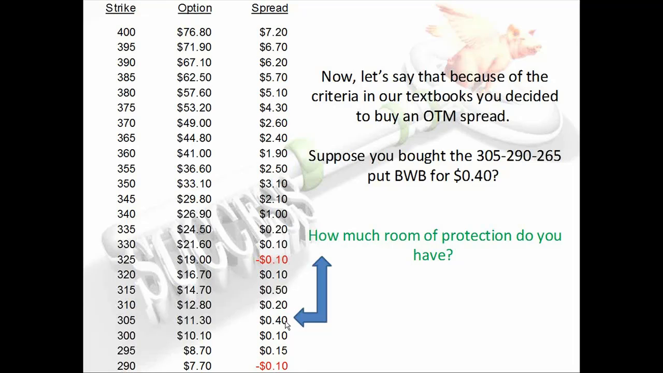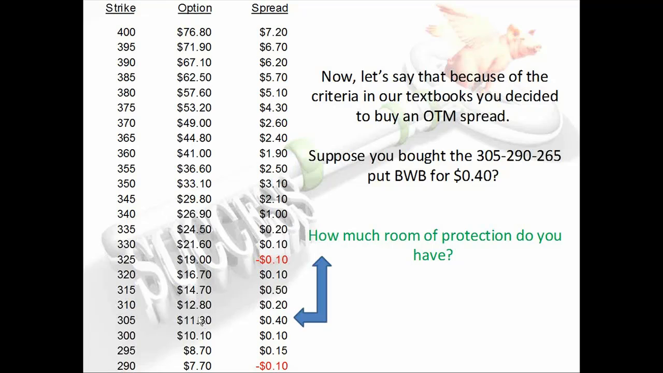We can trace it up the strikes and down the strikes to see where it would go if the market moved in the same way we did with one single option. And what we're going to do is start getting concerned when the spread we bought for a 40-cent credit starts losing money.